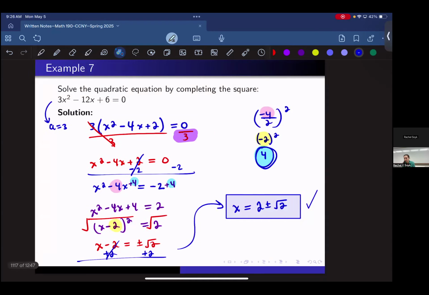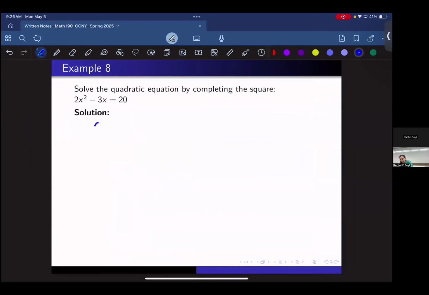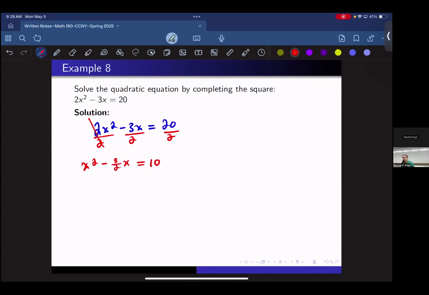Let's do another example together. So here we already have that constant on the right-hand side, so we can keep it there, especially since there's no greatest common factor. But that a value is 2, so we have to divide every single term by 2 to get that a value to be 1. So we end up with x squared minus 3 over 2x is equal to 10.